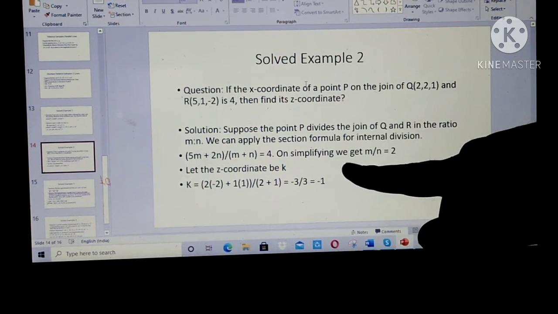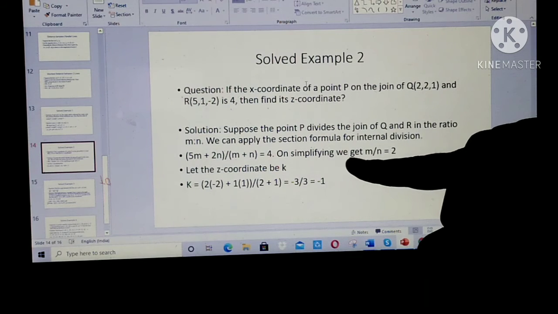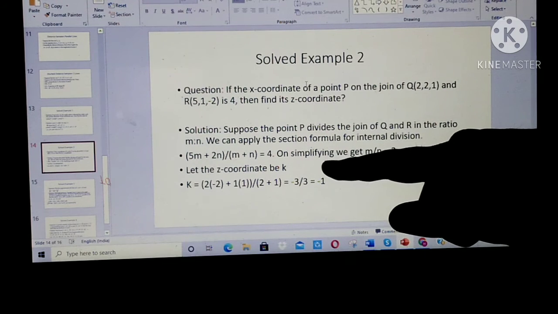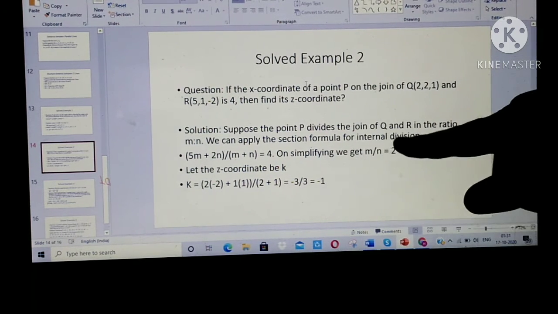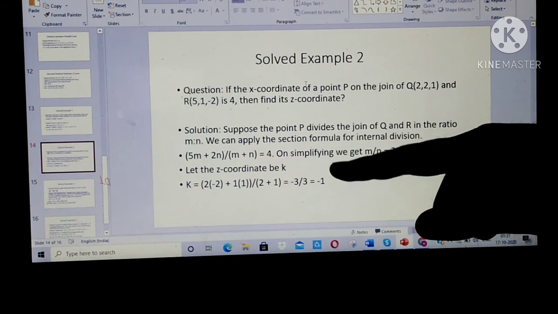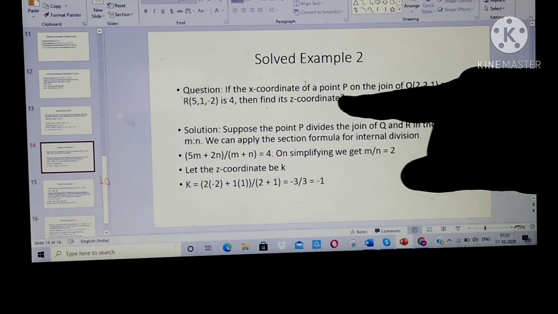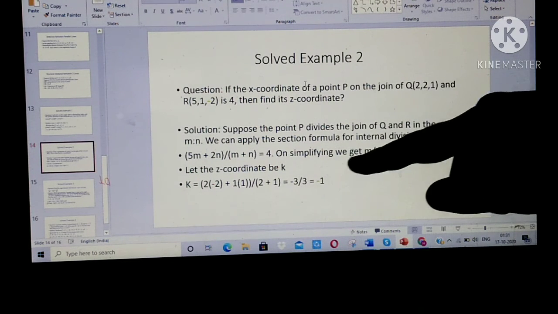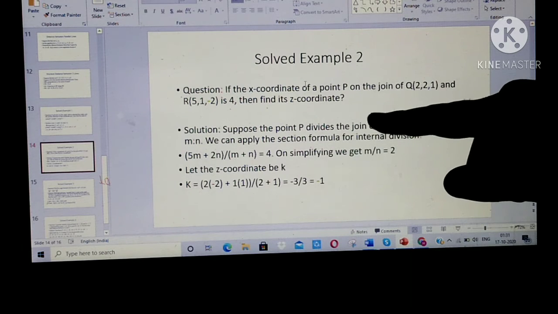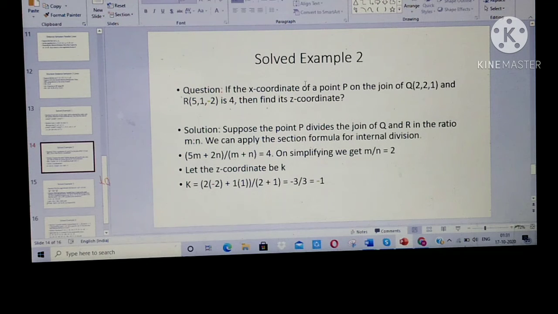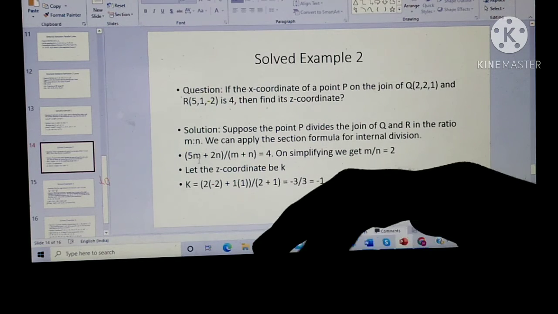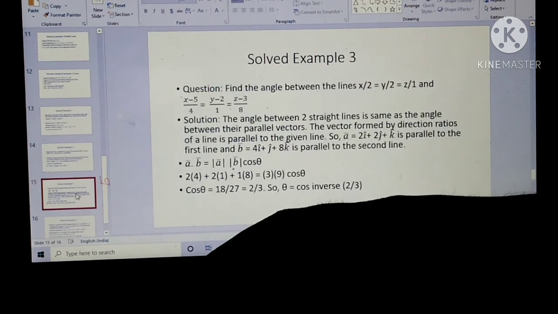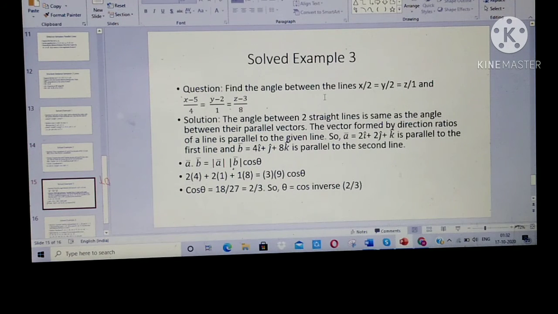On simplifying that, we get the ratio m by n is equal to 2. Now suppose the z coordinate is k, so we can use this ratio m by n equal to 2 to find the z coordinate. Now we apply the section formula on the z coordinate. So 2 into minus 2 plus 1 into 1 divided by 2 plus 1, which is minus 1. Therefore the z coordinate of point P will be minus 1. And then continuing further, let's solve example 3, which is the third example.